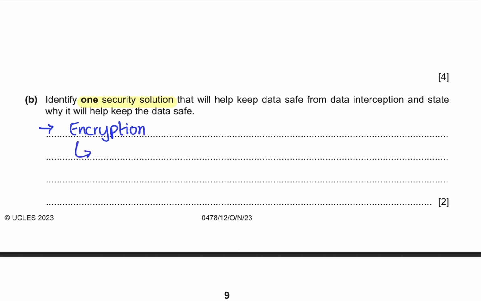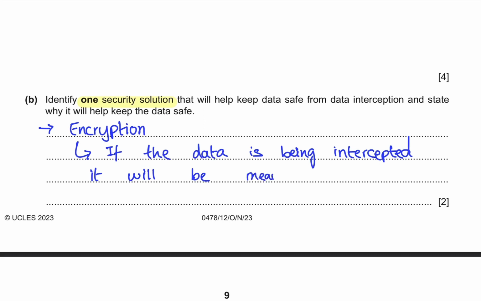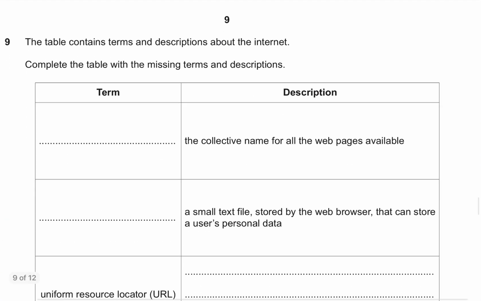Okay. What I can say about encryption is, if the data is being intercepted, data being intercepted means anything which is coming in between the data. It will be meaningless. It will have no meaning. Okay. Done.